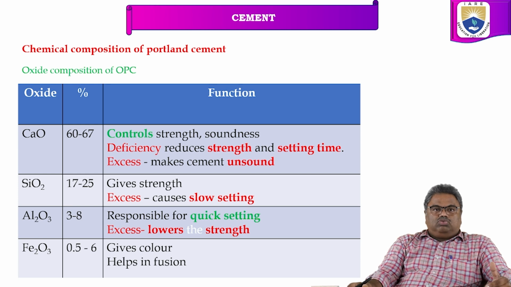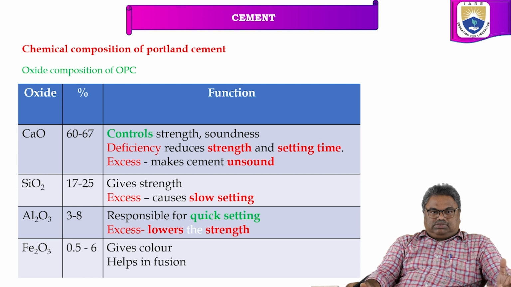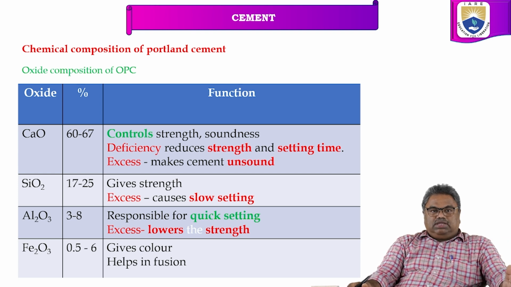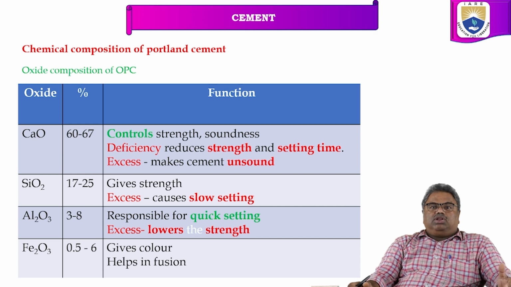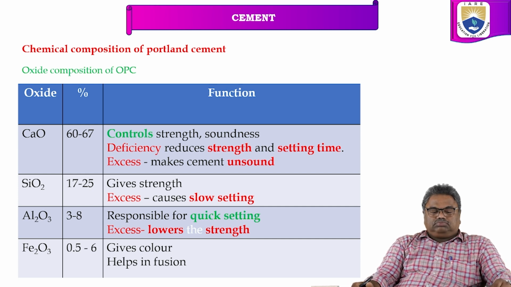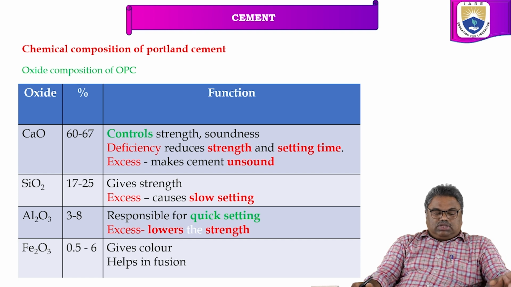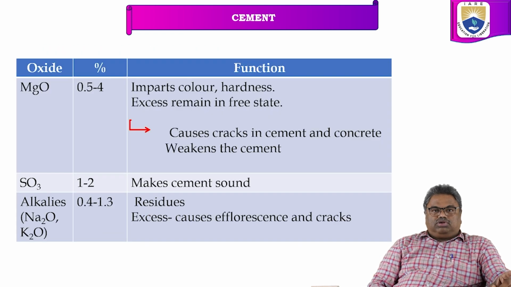Al2O3, aluminum oxide, should be around 3 to 8%, and it is responsible for quick setting of the cement. If you have an excess of Al2O3 in the cement, it lowers the strength and setting time. Fe2O3, ferric oxide, gives the color and helps the fusion.